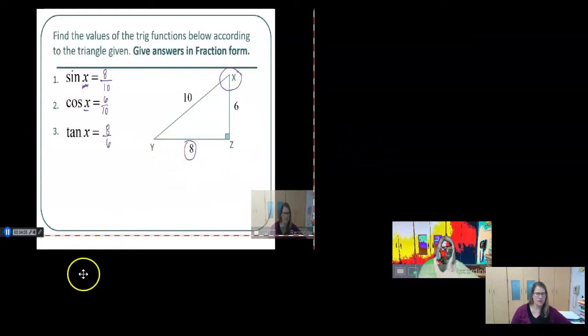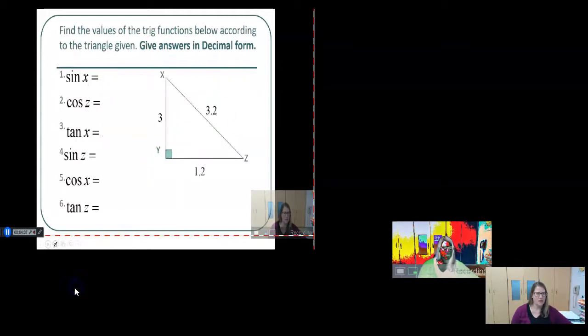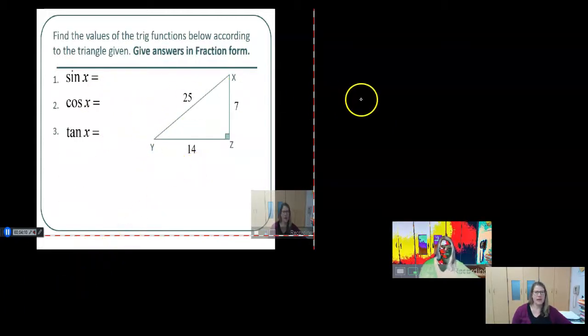Okay. So let's try another one. On this triangle, it's very similar, right? And it's still asking me to find from x. But now my side lengths have changed: 25, 14, and 7. So again, sine is opposite over hypotenuse, so 14 over 25. Cosine is adjacent over hypotenuse. And tangent is opposite over adjacent, so 14 over 7. Okay.